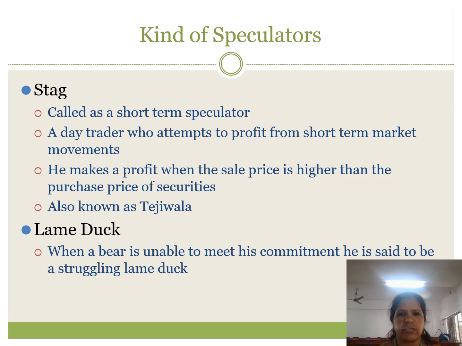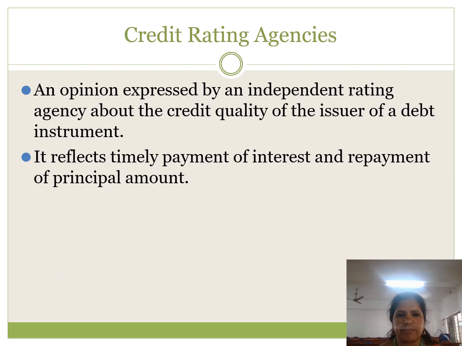Next is stag and lame duck. Stag is a short-term speculator, a day trader who attempts to profit from short-term market movements. He makes a profit when the sale price is higher than the purchase price of securities. Lame duck: when a bear is unable to meet his commitment, he is said to be struggling. That is called a lame duck.